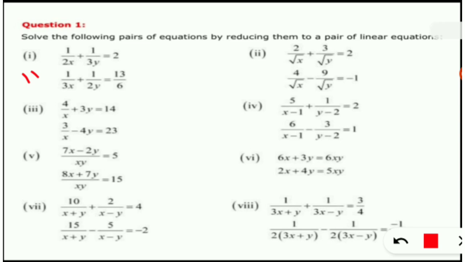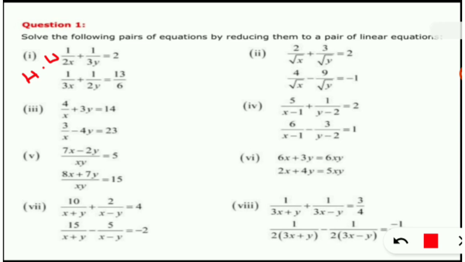So Roman number 1 is your homework. Okay, so the equations are 1 by twice x plus 1 by thrice y equals 2, and 1 by thrice x plus 1 by twice y equals 13 by 6. So this is your homework. Simply let 1 by x equal u and 1 by y equal v. That means this is 1 by 2 into u plus 1 by 3 into v equals 2, and this is 1 by 3 into u plus 1 by 2 into v equals 13 by 6.